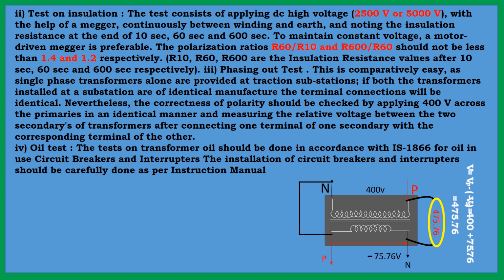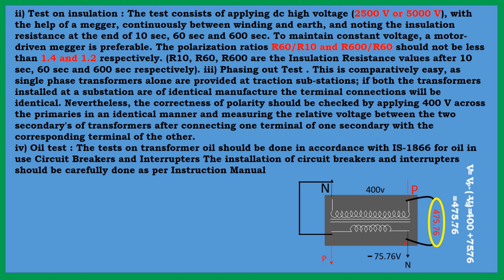So the phase sequence is not the same across the voltmeter. But why is it happening? You see, in the first figure, both are phases, one phase is at 400 volt and another phase is at 75.76 volt. And you know, the voltmeter gives the voltage difference, so it will show the voltage difference. That is subtractive. V primary minus V secondary is equal to how much? 324.24. But if you connect wrongly, the polarity is wrong.